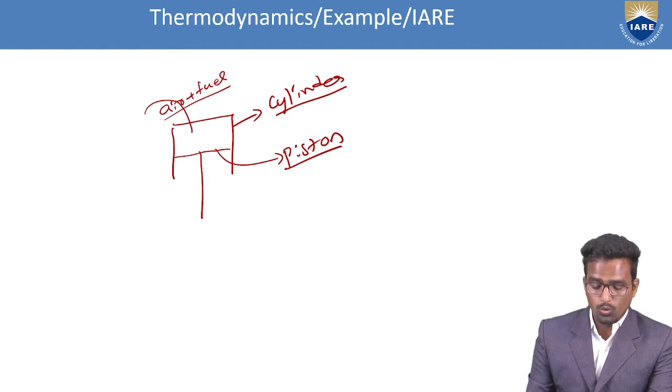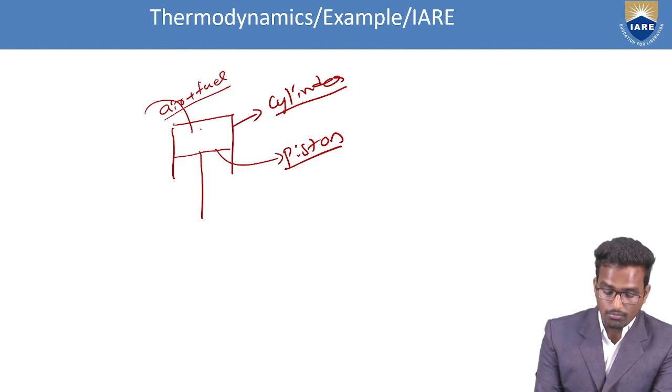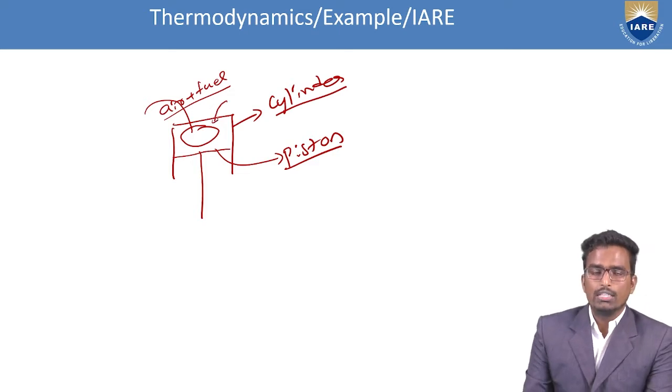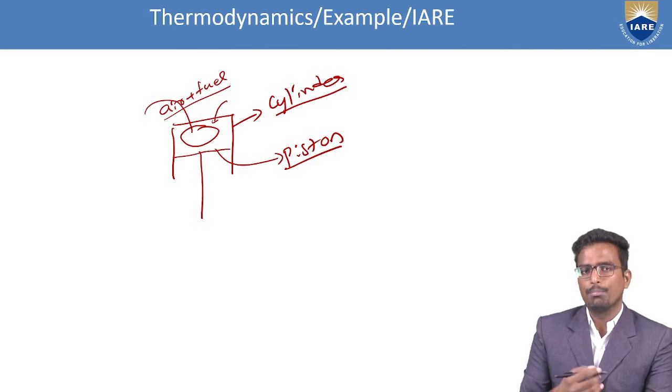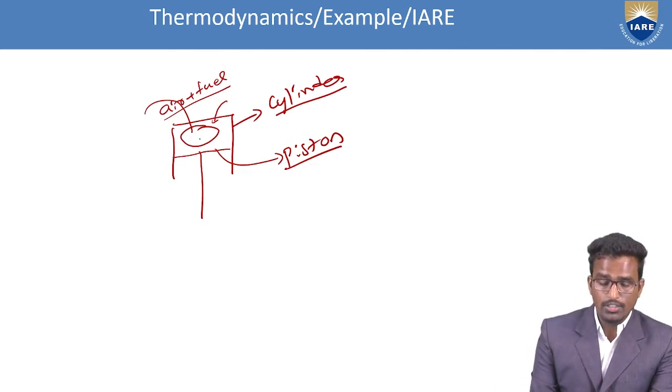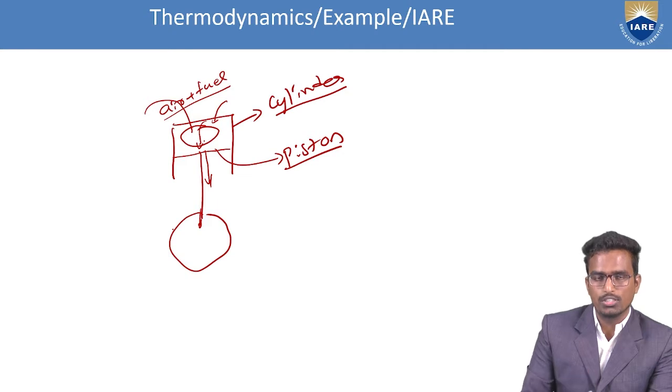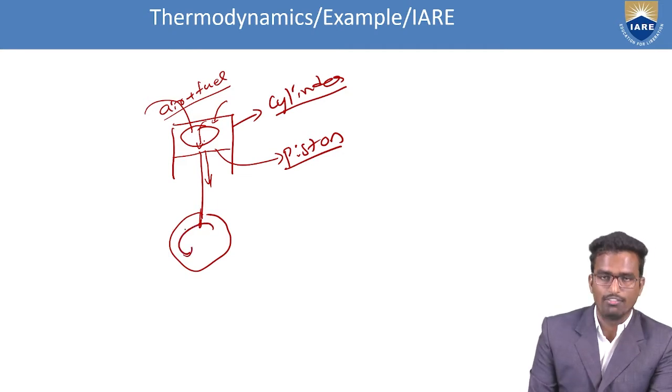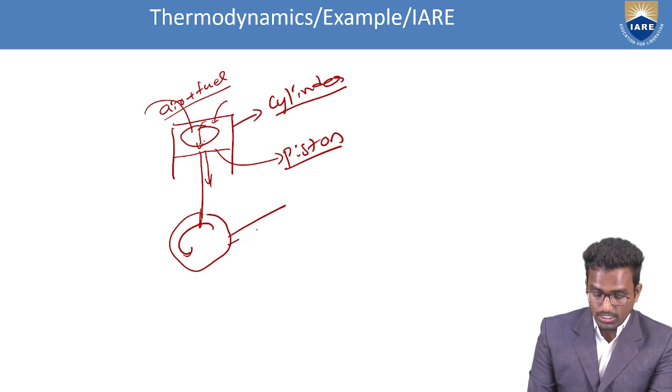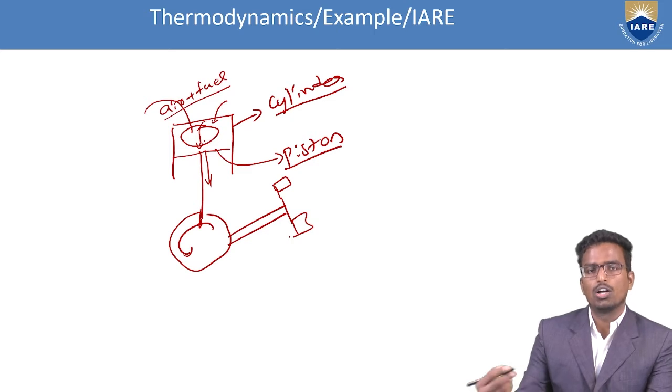Once we supply the air and fuel, they are mixed together, and we give some amount of spark energy, either by using a spark plug or by using a compression ignition system. Once we supply the spark, it ignites, and the ignition force pushes the piston downward. That force is stored as mechanical energy in the flywheel. Now we couple this flywheel with the automobile wheels, and we run the automobile.